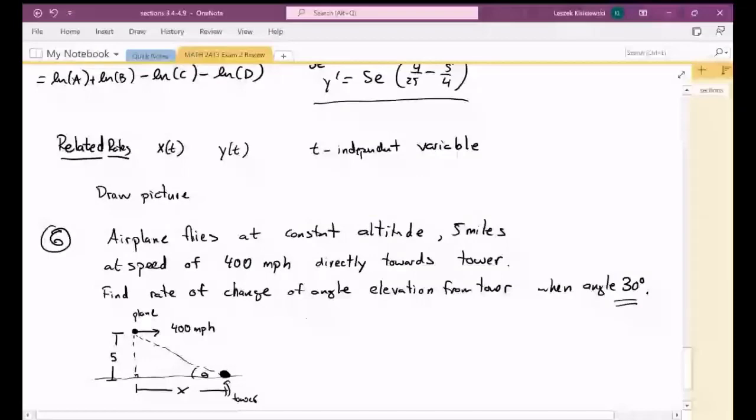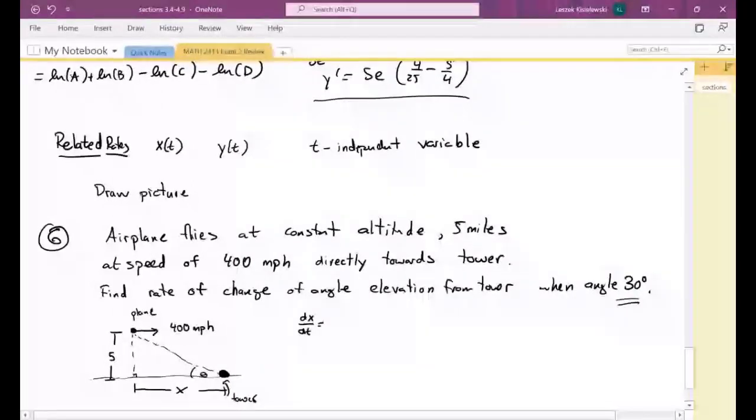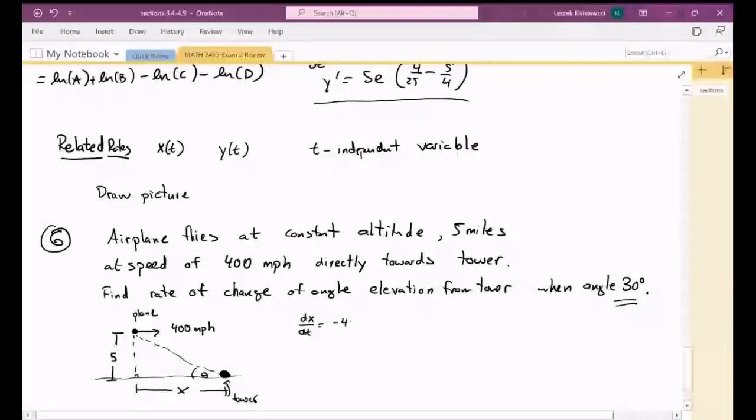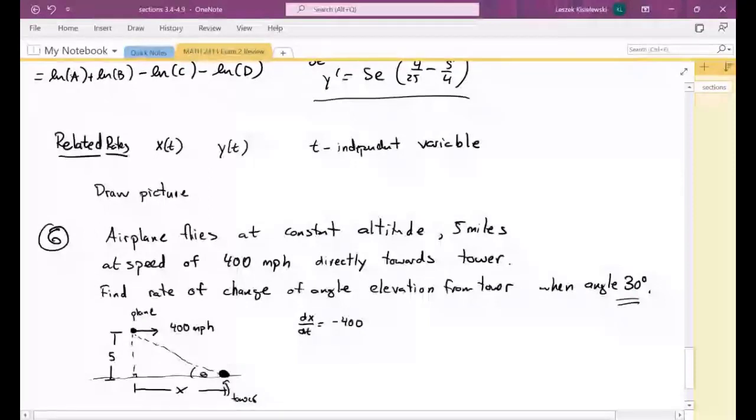Because then we can think of the plane's speed as being the rate of change in x with respect to t. And what would that be? This could be tricky. 400. Okay, what about, is it plus or minus? The way I do the picture, is it plus or minus? It's minus. Why is it minus 400? Yeah, x is decreasing, right? As the plane heads towards the tower, x is getting smaller, so it's a decreasing function, so sometimes you have to be careful. Okay. So that's the given rate.